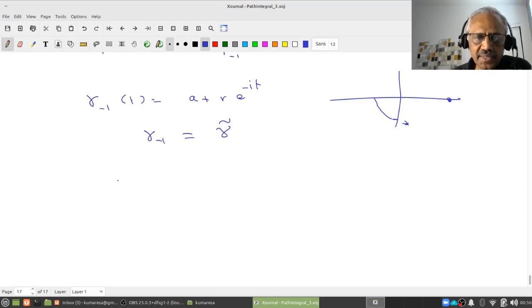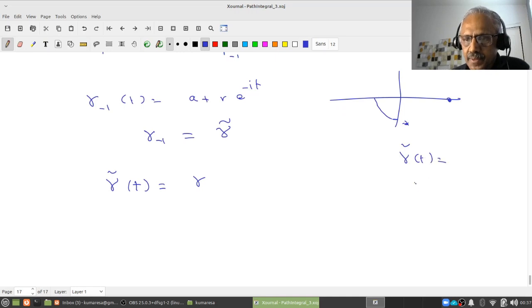How do I check it? What is gamma tilde of t? Gamma tilde of t by definition is the reverse path, right? Remember, gamma tilde of t is gamma of a plus b minus t. It's short term memory, I remember that. Otherwise, if I start from the lecture, I will actually prove that. I don't remember it, it's just because we did it a few minutes ago.